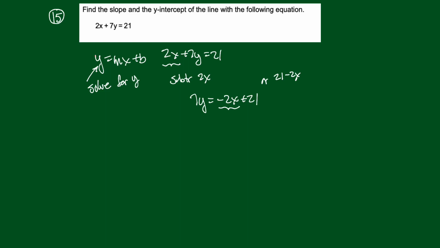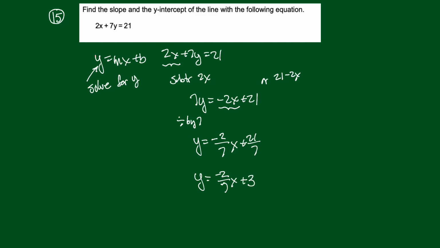Now I'm going to divide by 7. When I divide by 7, I'm going to divide every single term by 7. I'm going to divide this by 7, this by 7, this by 7. So it looks like this. 7 divided by 7 is 1. So I get y equals negative 2 over 7, x plus 21 over 7. I can simplify. y is equal to negative 2/7 x plus 3.